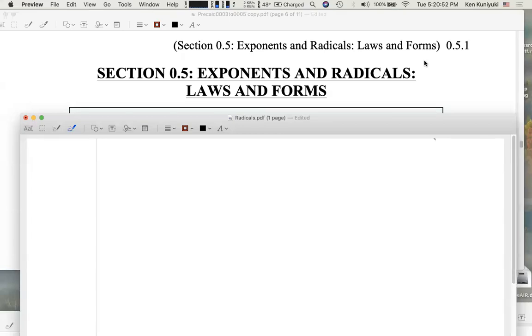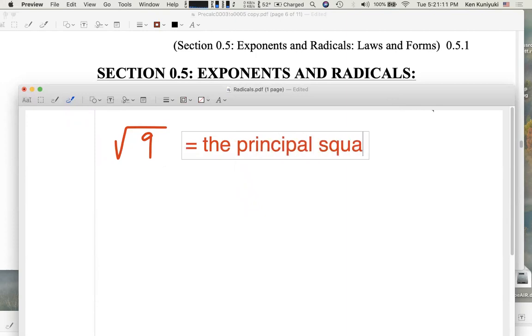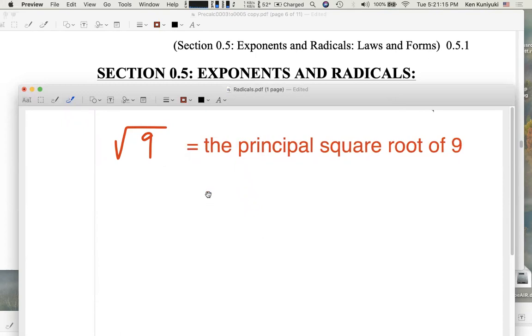Hi everyone, section 0.5 is on exponents and radicals, and we're going to start by reviewing radicals. All right, so if you see this, you should read this as the principal square root of 9. And if you were asked to evaluate this, how do you simplify this? What is this? It is 3, positive 3.